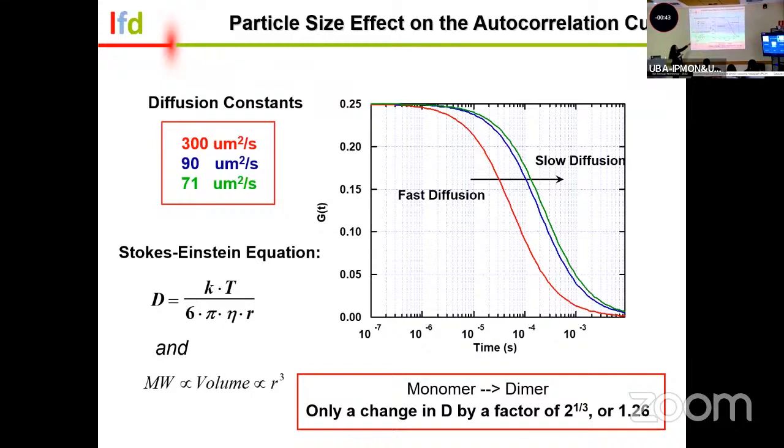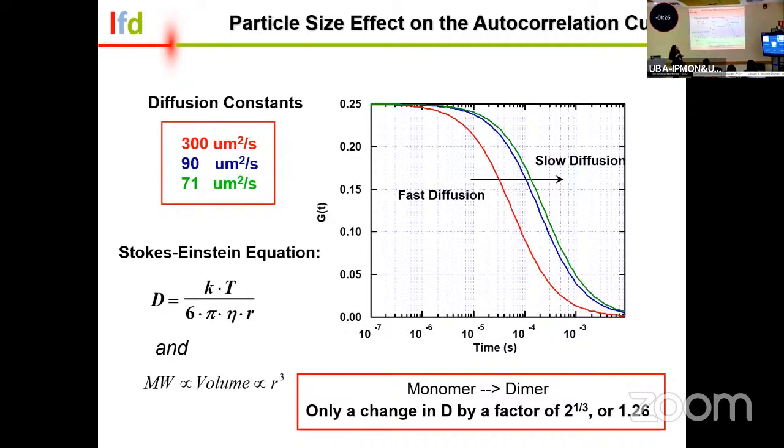Recall that the hydrodynamic radius is related to the Stokes-Einstein equation, which describes the diffusion using Boltzmann's constant and temperature, divided by 6 pi nu times R. The hydrodynamic radius R relates to the molecular weight or the volume to the power of 1/3. So GFP in solution is approximately 90 micrometers squared per second. You see the blue curve right here. The difference between the red and the blue curve is very distinct.